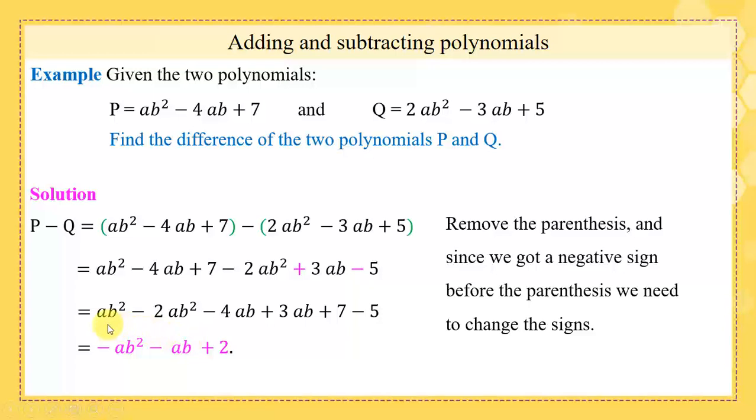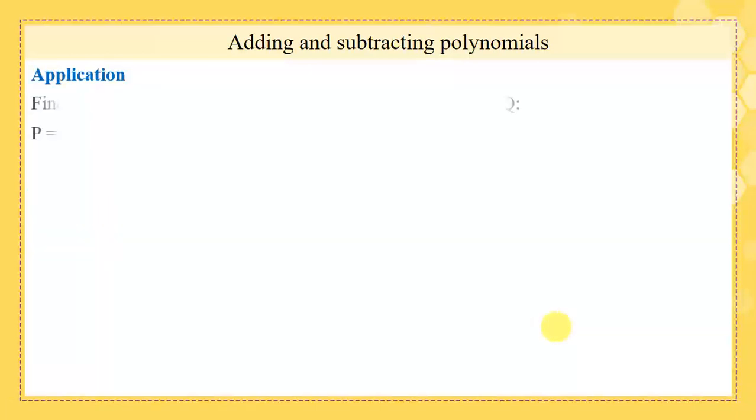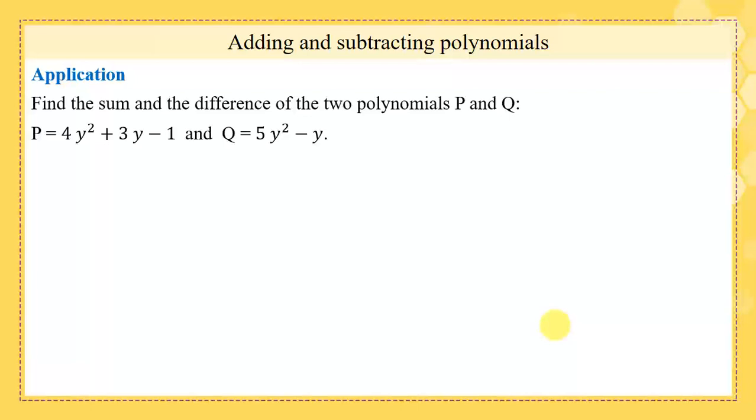We reduce. ab squared minus 2ab squared becomes minus ab squared. Negative 4ab plus 3ab becomes negative ab. Plus 7 minus 5 becomes plus 2. Application. Find the sum and the difference of the two polynomials p and q. P equal 4y squared plus 3y minus 1 and q equal 5y squared minus y.